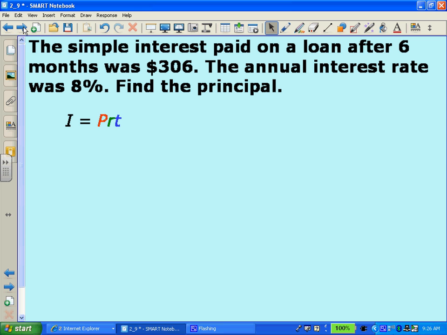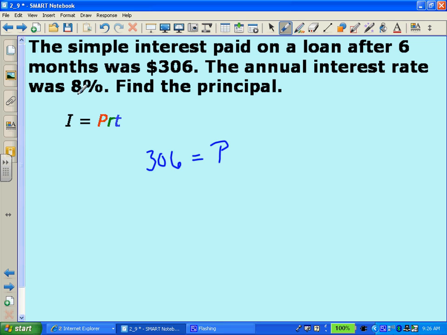Okay? Now let's look at one more example here of interest problems. The simple interest paid on a loan after 6 months was $306. The annual interest rate was 8%. Find the principal. Okay? So again, what am I trying to find? Well, I'm trying to find the principal. That means I don't know what P is. So I must know what I is. The simple interest was 306.